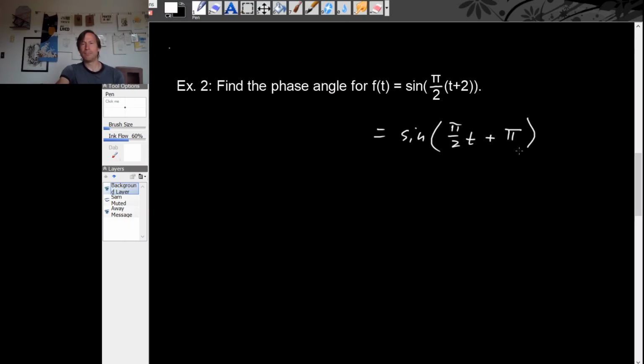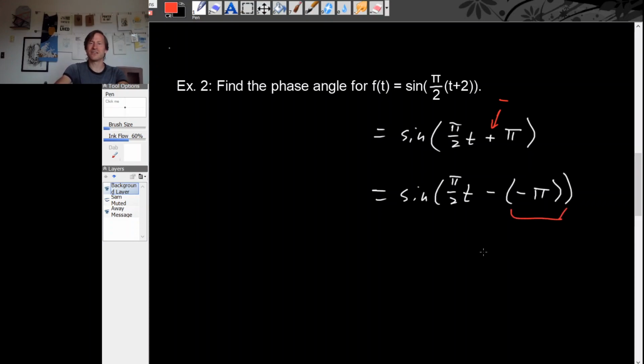Okay, so it's tempting to say that the phase angle is pi, but remember, to have the phase angle, we need a minus sign in the middle right here, and we have a plus. So the phase angle isn't pi. To see what the phase angle is, we have to arrange for there to be a minus sign here. And we can do that by having two minus signs like this. So now we see that the phase angle is minus pi.